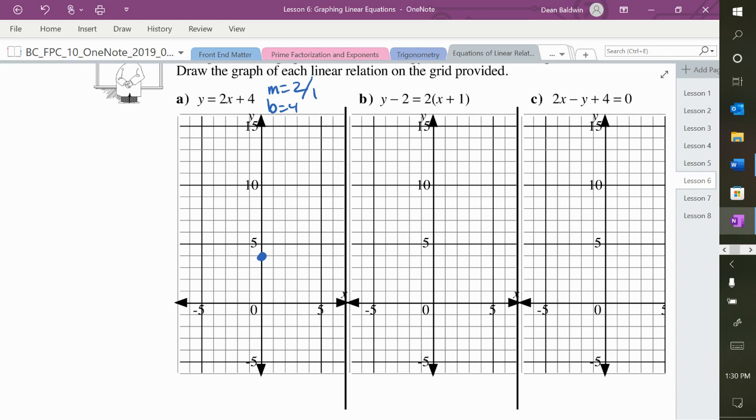Now, what do I do from there? Rise over run. What's my rise? 2. And my run is? 1. You don't have to plot any more points because it's a linear line, so you can just draw a line. But if you want to plot points, you can just keep going up 2 over 1, up 2 over 1, and you'll see the line. That's all you need to do.